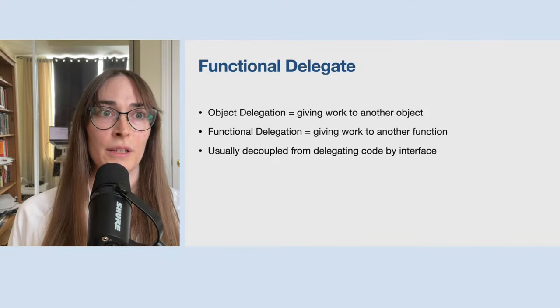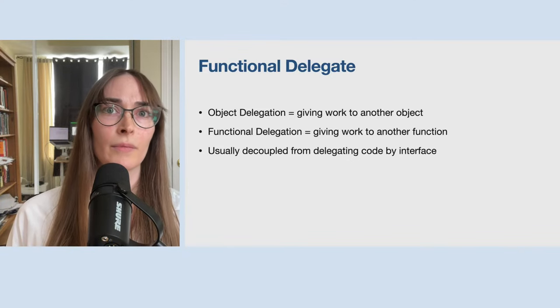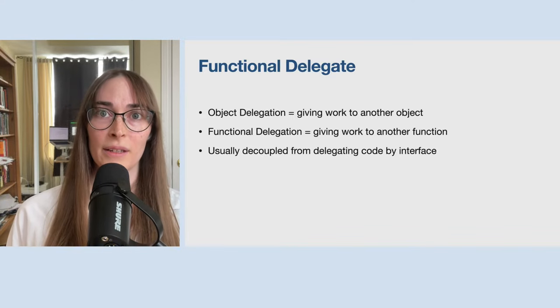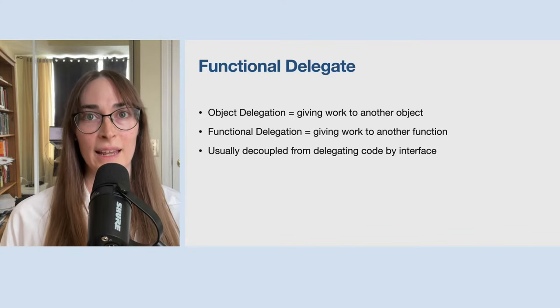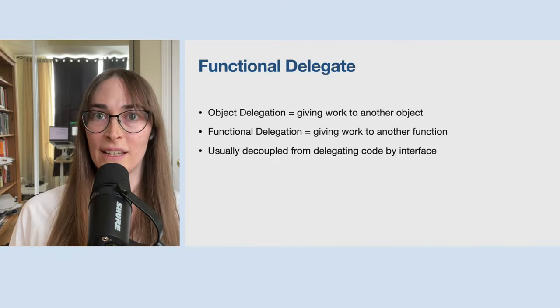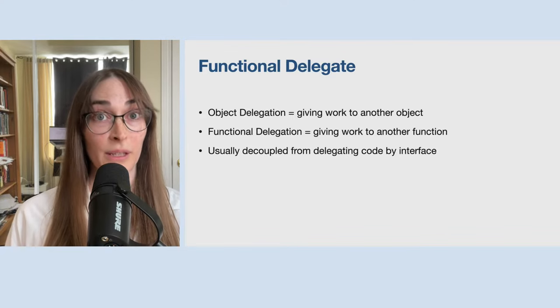So a couple slides ago, I mentioned delegation. This is a very classic software design concept: object delegation, giving work to another object. And I like to say function delegation, giving work to another function, usually decoupled from the delegating code by an interface. In object-oriented programming, a delegate gets treated like a black box, typically according to its interface.